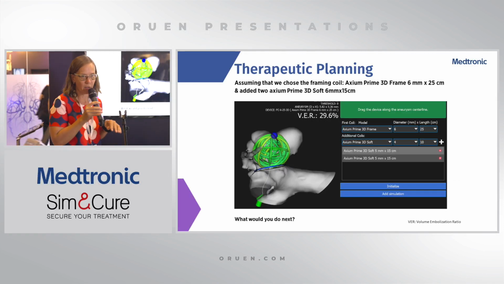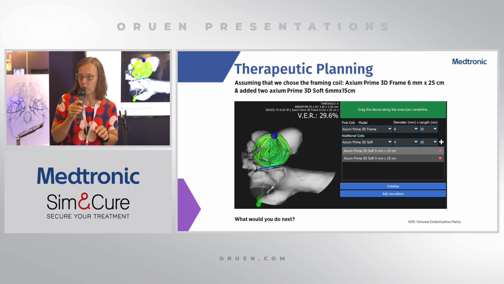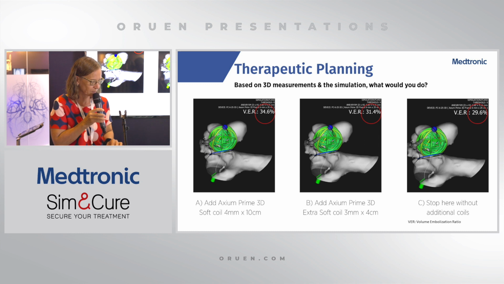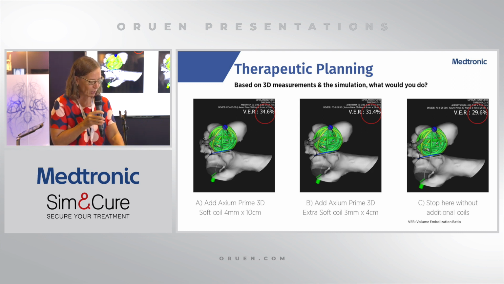But now, we have done the first coil, so what after that? We did the 3 by 25 in the simulation, and then we have added 2 more soft coils. What would you do next? Is this fine? Are we fine with this? These are the options. You take 1 more soft coil to fill, a 4 by 10, a 3 by 4, or nothing. What would you do? Look at the VR as well.